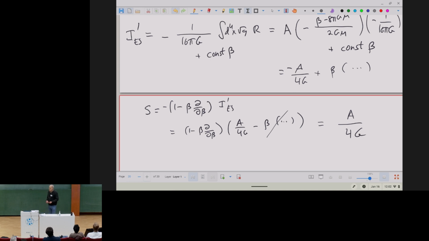So this calculation had two virtues. One is that it shows that the answer comes from, in some sense, from the horizon.